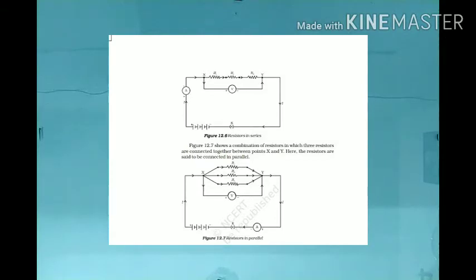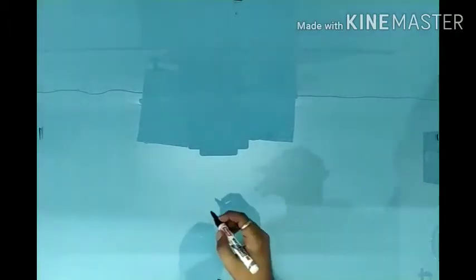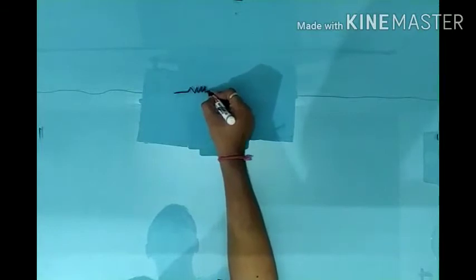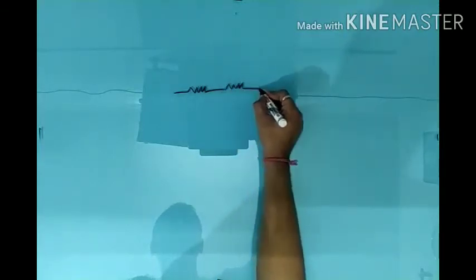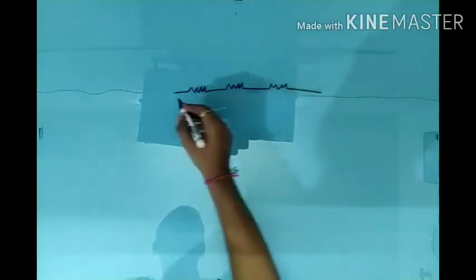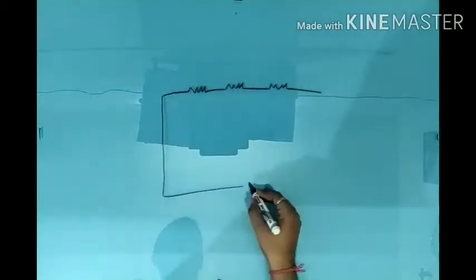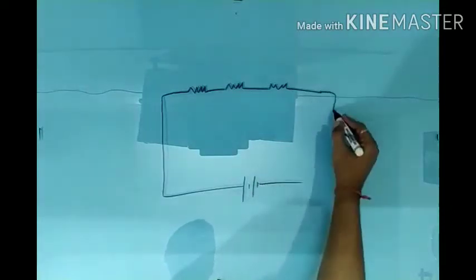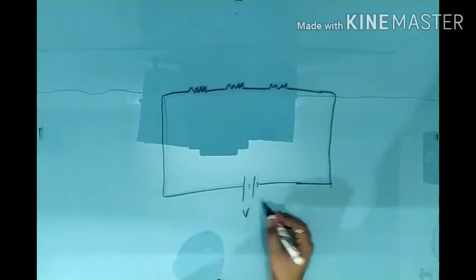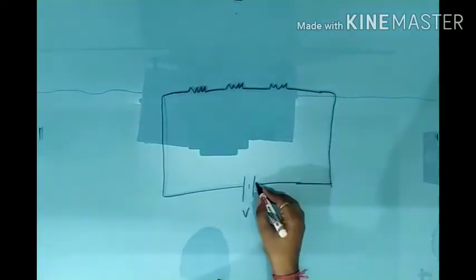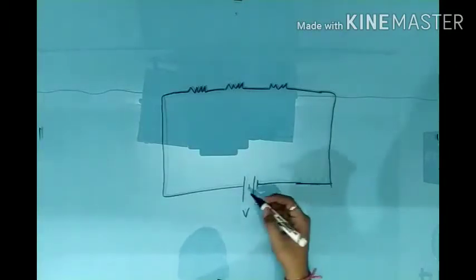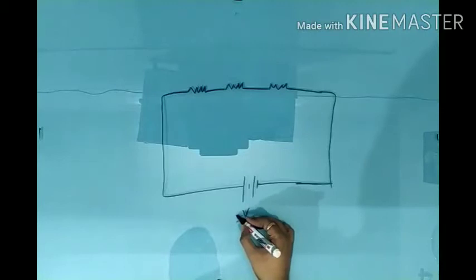Now to explain this concept, let's do an example. First of all, suppose we have 2 resistors or 3 resistors. Now these 3 resistors are connected to a battery of potential V. Now by taking some value, we can say that it is 5 volt.